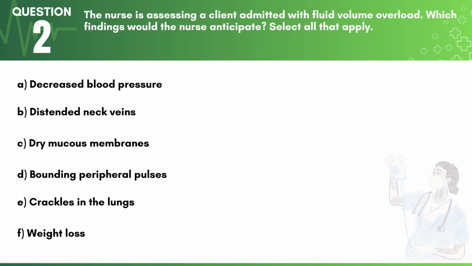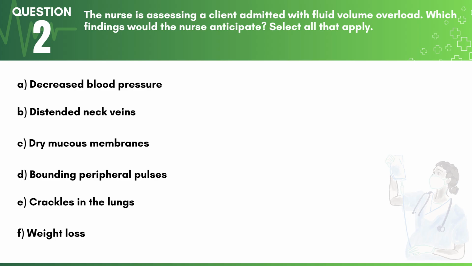Question 2. The nurse is assessing a client admitted with fluid volume overload. Which findings would the nurse anticipate? Select all that apply. A. Decreased blood pressure. B. Distended neck veins.